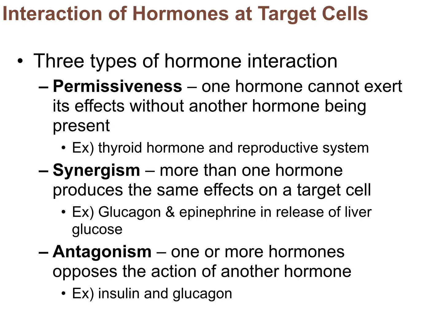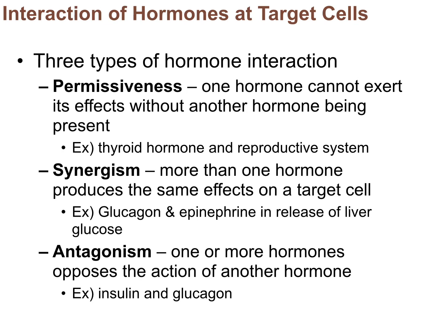So in our last slide, setting the introduction for the endocrine system, we have the three types of hormone interaction. The first is called permissiveness. In permissiveness, one hormone cannot do its job or exert its effects without another hormone being present. A great example of this is the thyroid hormone and the reproductive system. The reproductive system cannot do its job properly without thyroid hormone. Now, the arrow doesn't go both ways. The thyroid hormone doesn't need the reproductive hormones to work, but the reproductive hormones do need the thyroid hormone to be present in proper amounts for them to exert their effects.